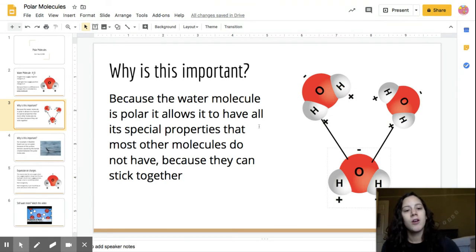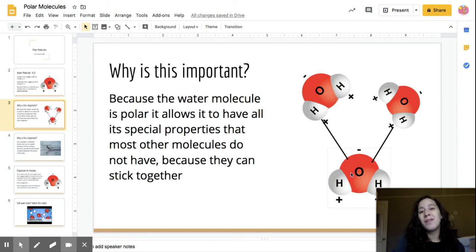So if you see here, our positive hydrogens will actually form a bond with our negative oxygen. That's what makes our water molecules so important and why they have all of these special properties that most other molecules don't have. Now, some molecules will have some of them, just not all of them, like the water molecules.